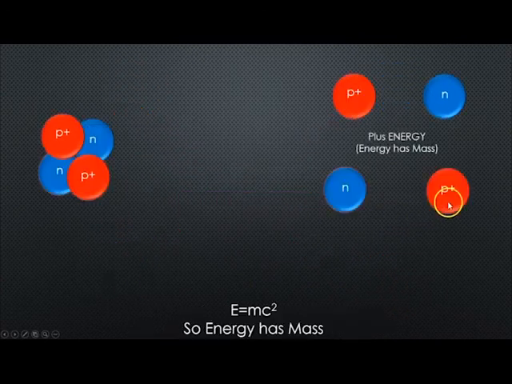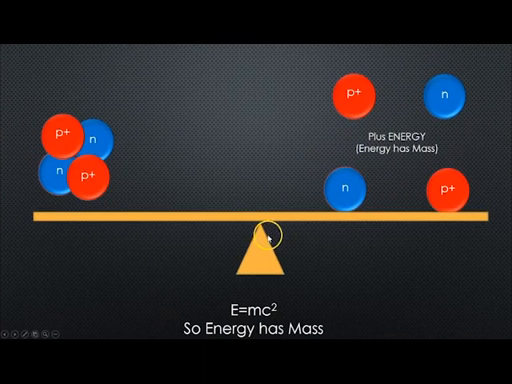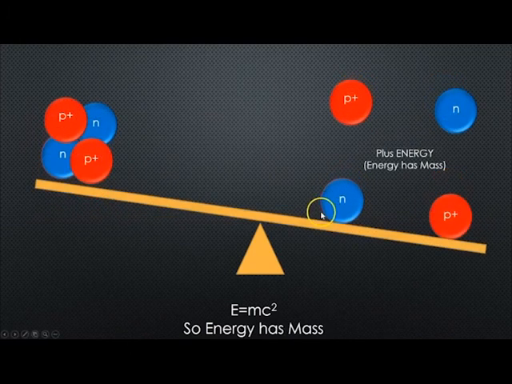According to Einstein's equation, E equals mc squared. Supplying energy means supplying mass. If we place these two on an imaginary weighing machine, you can see that the constituent nucleons are much heavier due to excess mass obtained through energy. Thus, we can calculate mass defect and binding energy.